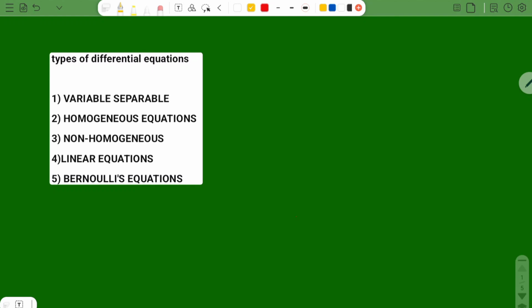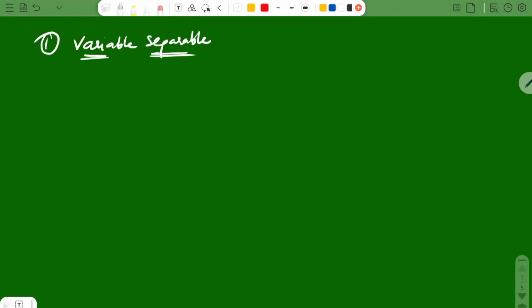And there are different types of differential equations. First, variable separable differential equations, homogeneous equations, non-homogeneous equations, linear equations, and Bernoulli's equations. We'll try to solve each and every method with one example. Please listen carefully. So method 1, the variable separable method. Let me take an example.